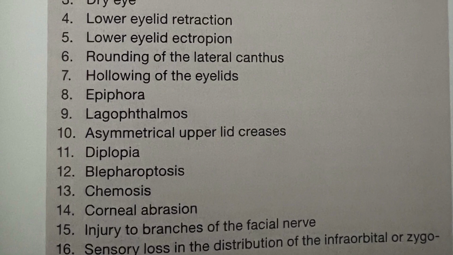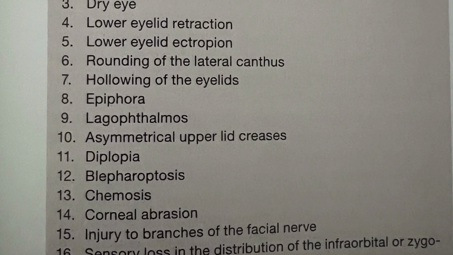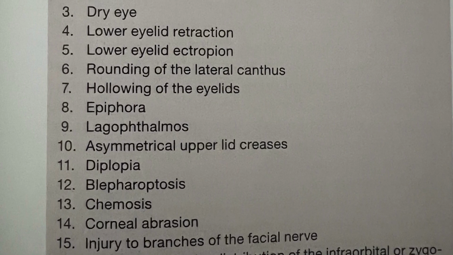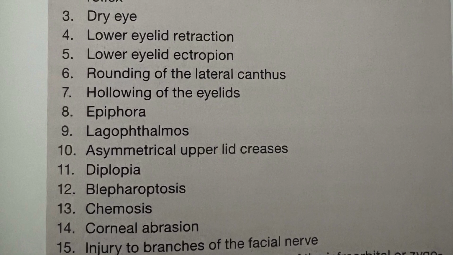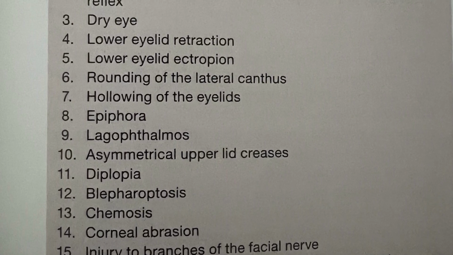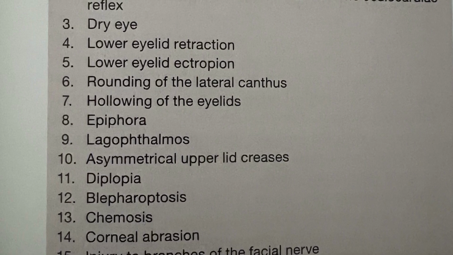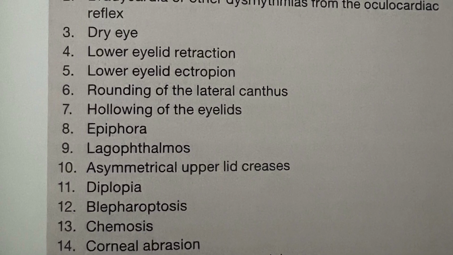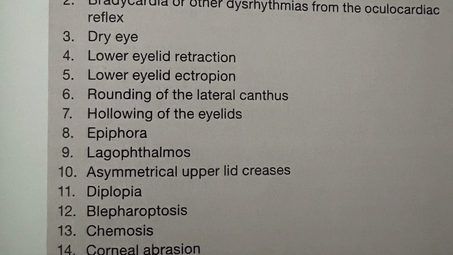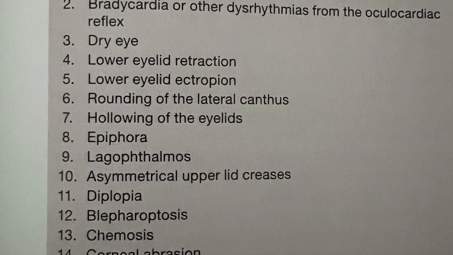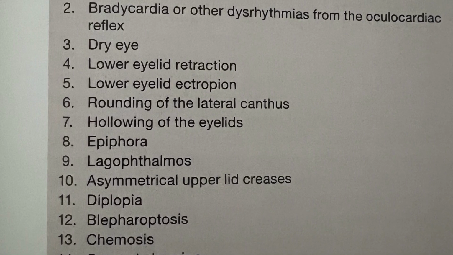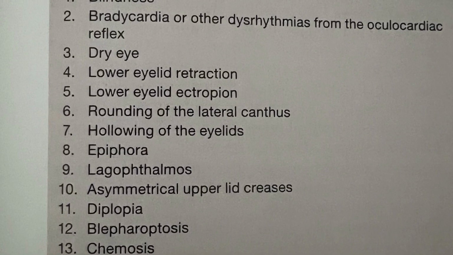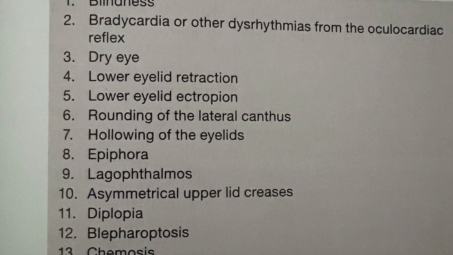Complications of blepharoplasty. Blindness is the most feared complication because of orbital hematoma. Others include bradycardia because of the oculocardiac reflex, dry eye, lower eyelid retraction, eyelid ectropion, rounding of the lateral canthus, hollowing of the eyelids, epiphora, lagophthalmos, asymmetric upper eyelid crease, diplopia, blepharoptosis, chemosis, corneal abrasion or ulceration, injury to branches of the facial nerve, sensory loss in the distribution of the infraorbital or zygomatic nerve, irregular lower eyelid lumps, and fat necrosis. These are the common complications of blepharoplasty.